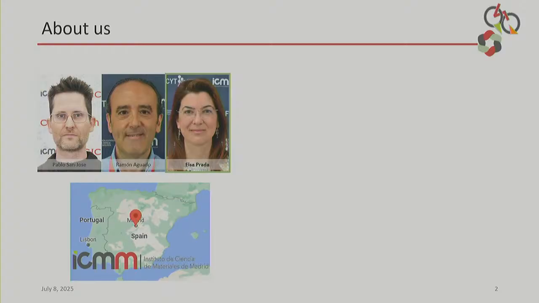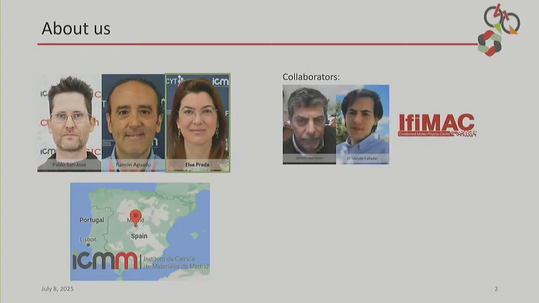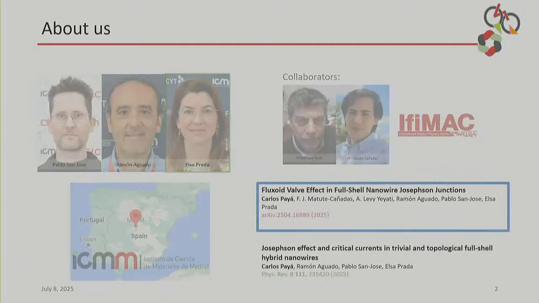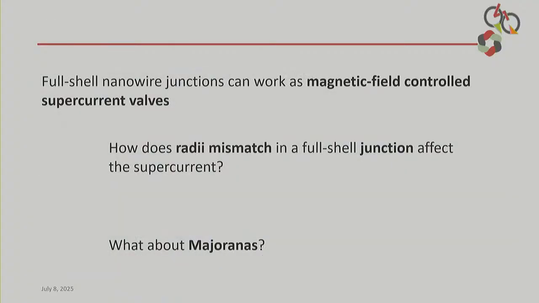Part of this work has been done in a collaboration with FJ here and Alfredo at IFIMAC, and can be found in these two papers, one of them still in peer review, and the second one is published in PRB. So, I want to show you how full shell nanowire junctions can work as magnetic field controlled supercurrent valves, which is a new effect that we have introduced in that preprint that I showed you before.